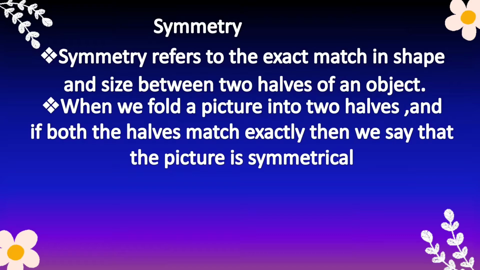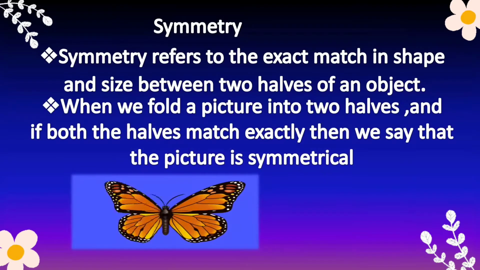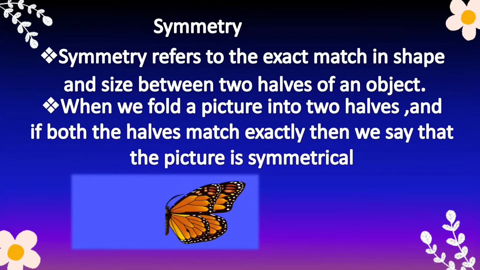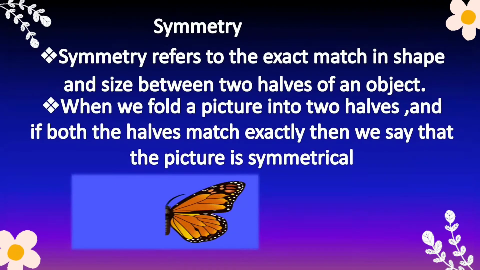When we fold a picture into two halves and both the halves match exactly, then we can say that the picture is symmetrical. Now look at this butterfly. You can see when we are folding this butterfly, both the halves match exactly. So we can say the butterfly is an example of symmetry.